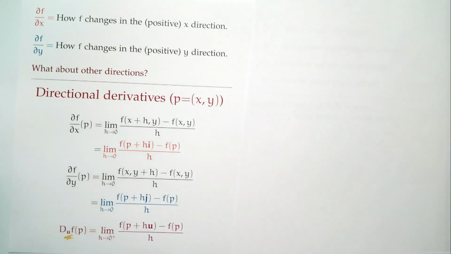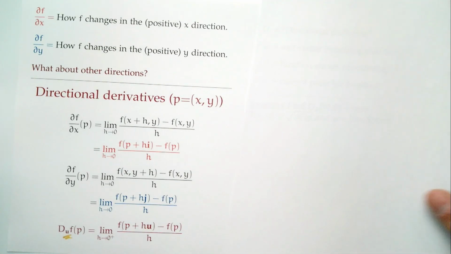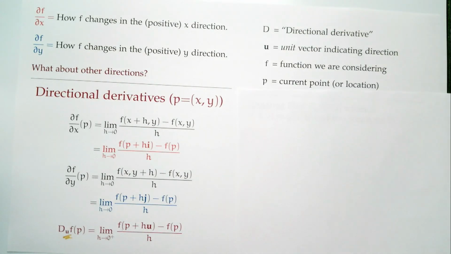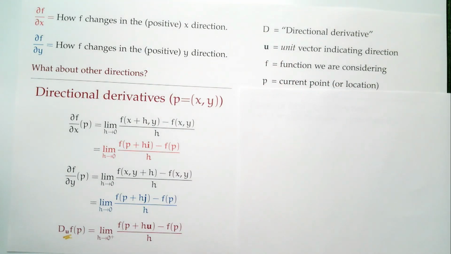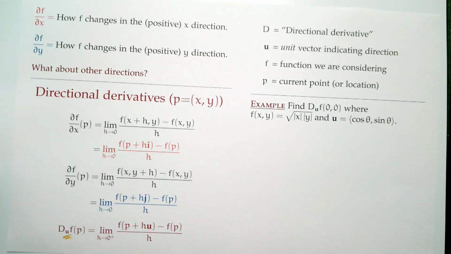Now, you're probably like, ugh, well, how do we do all this? So the capital D, by the way, stands for directional derivative. The u stands for a unit vector. The f, what's the function? And p, what's the location? So that's what all of our notation means. So we're going to do an example.